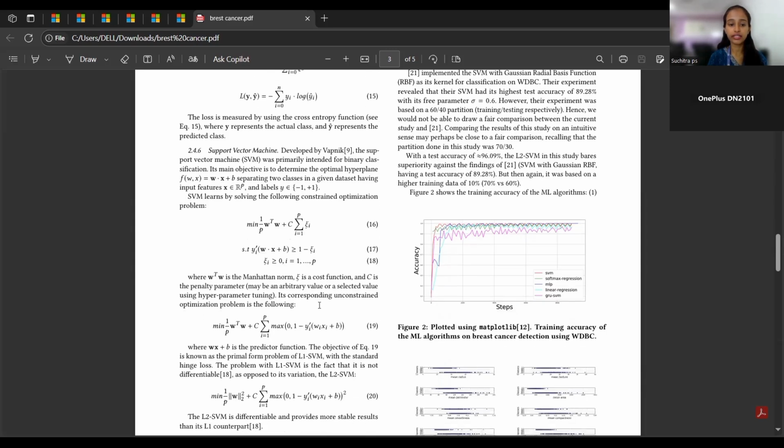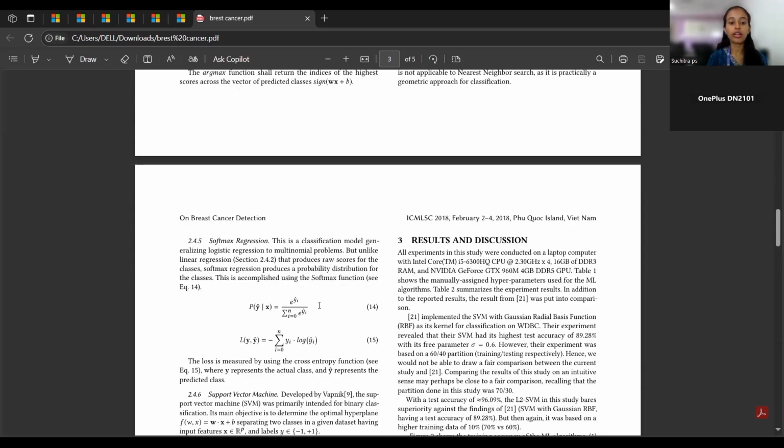Let us discuss what is missing in this paper. The first one is a lack of cross validation. The study uses a single 70 by 30 train test split, which can lead to biased results depending on how the data was split. This weakens the generalizability of the results.